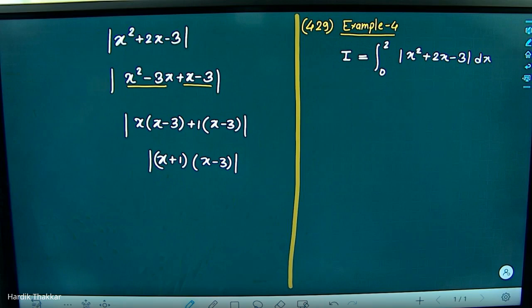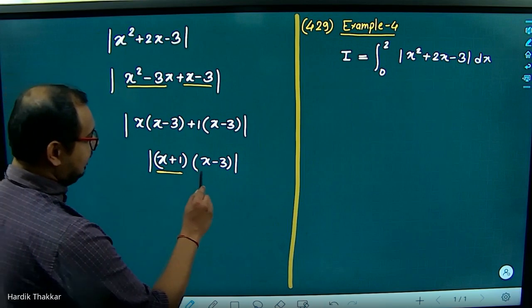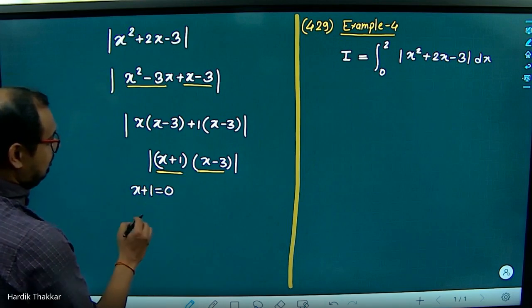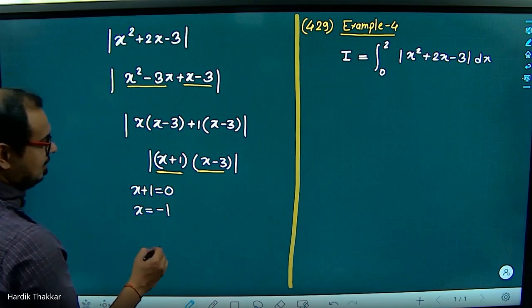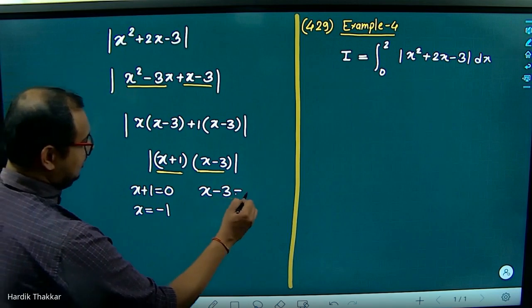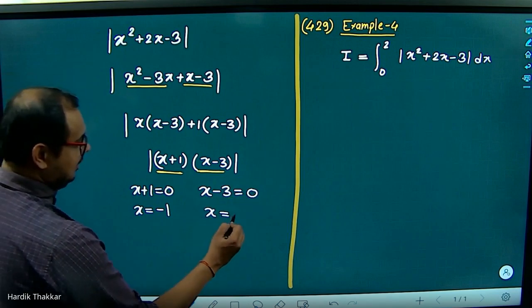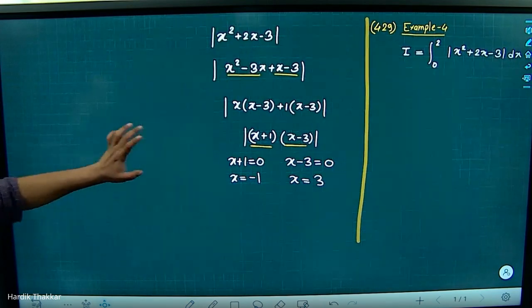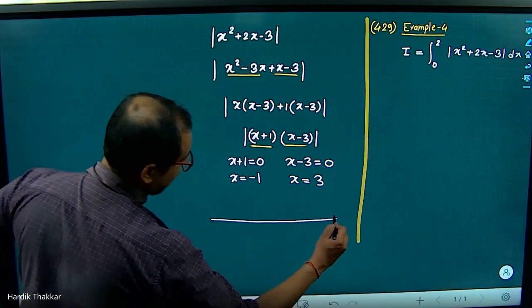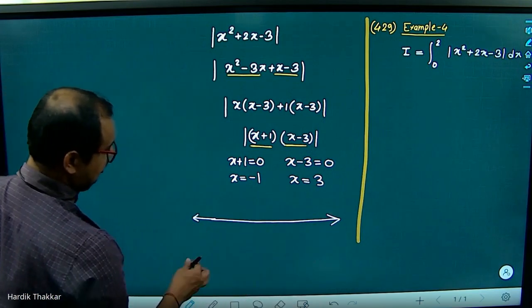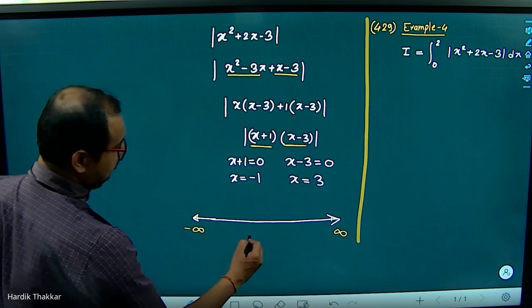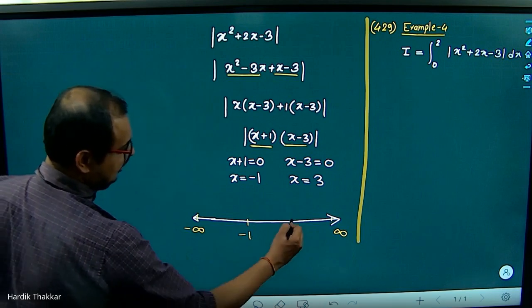Now further, we will equate the two factors to 0. When we equate x plus 1 equals 0, we get x equals minus 1. And when we equate x minus 3 equals 0, we get x equals plus 3. Now we will locate these two points on the number line. The number line is endless, from minus infinity to plus infinity. We got two critical points: minus 1 and plus 3.